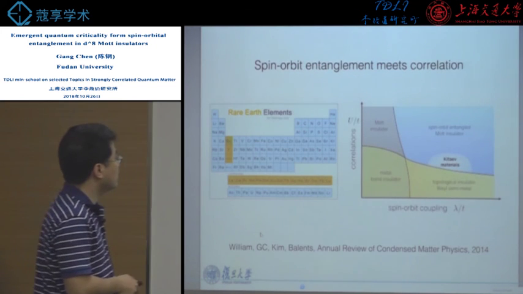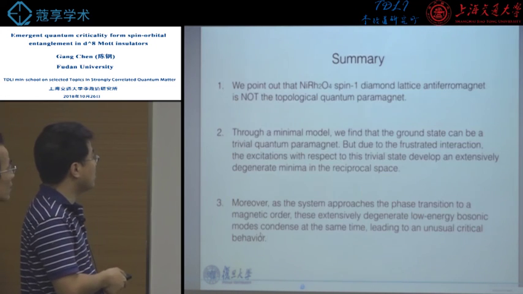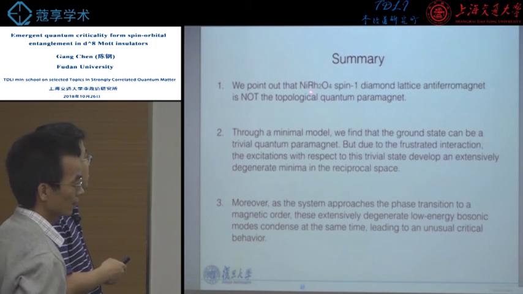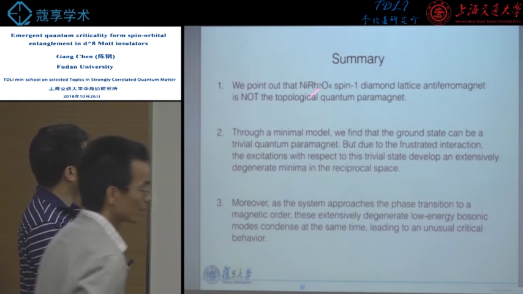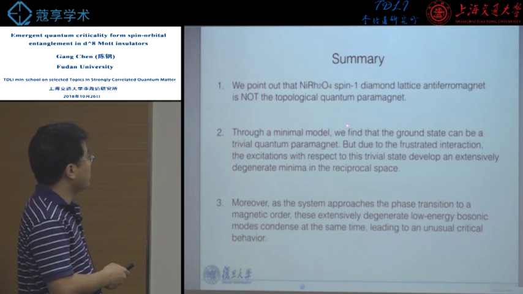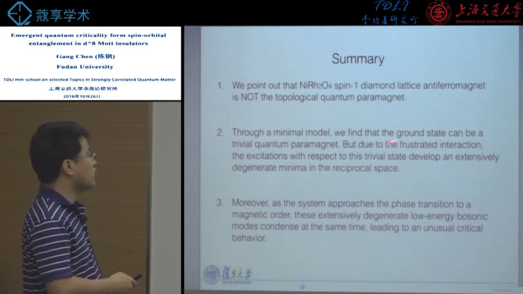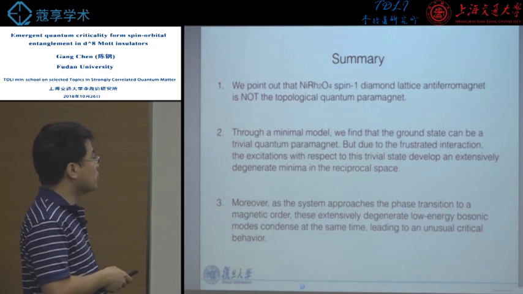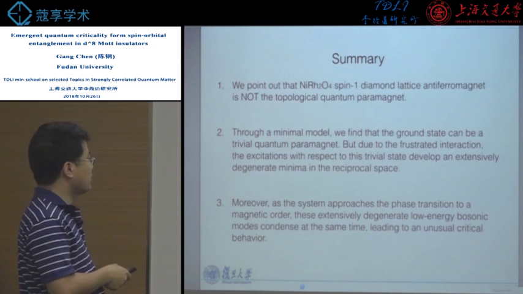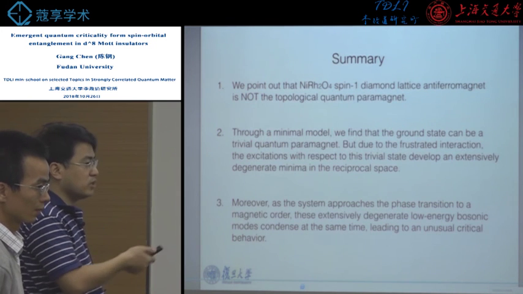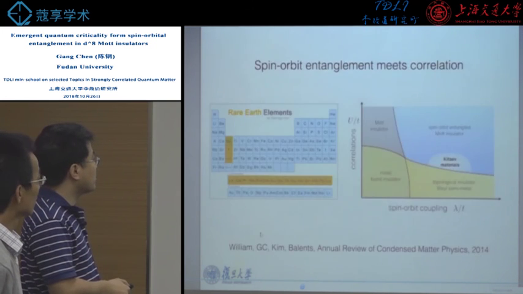So finally, let me summarize. We made some observations from this simple compound that was motivated by the topological quantum paramagnet. The suggestion is that this is probably not a topological paramagnet, but the physics can be interesting. First of all, there can be an infinite number of excitation degeneracies due to frustration. There can also be this spin-orbital coupled correlated physics in 3D transition metals. So yeah, let me just stop.